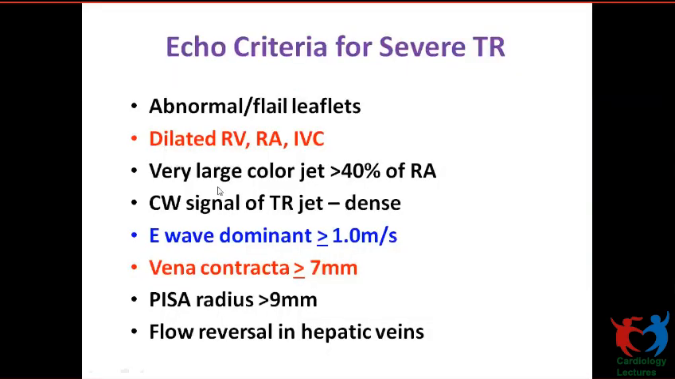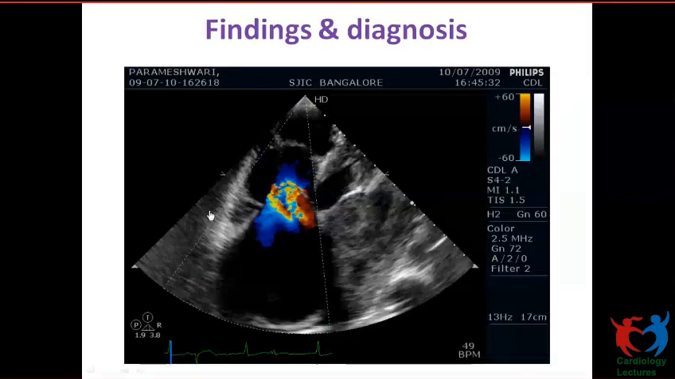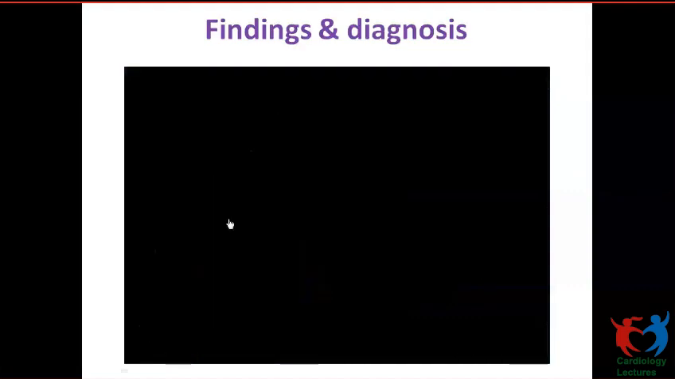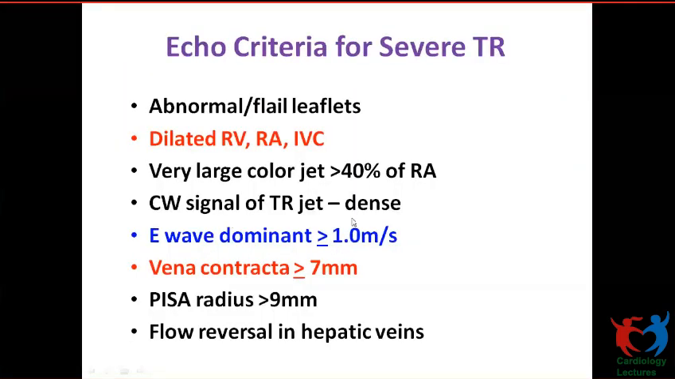So first we look at the vena contracta more than 7 mm. Dilated right-sided chambers, RA, RV, and IVC will be dilated. And as you see here, the leaflets are non-coapting. Abnormal leaflets. Then color jet area occupying more than 40% of the right atrial area. And if you take a continuous wave Doppler, it will be dense, triangular.